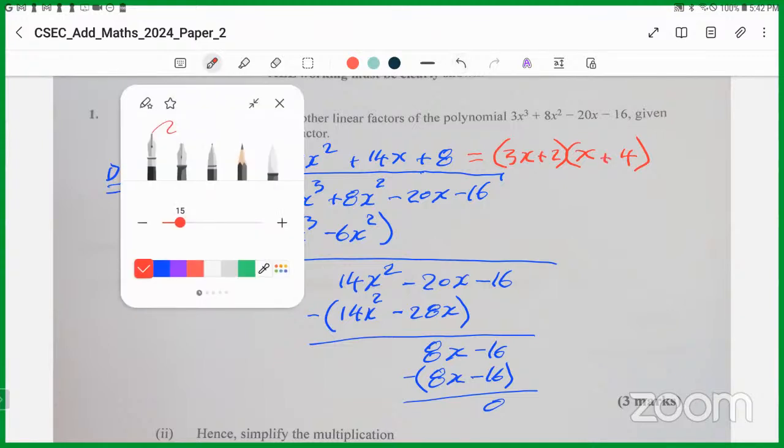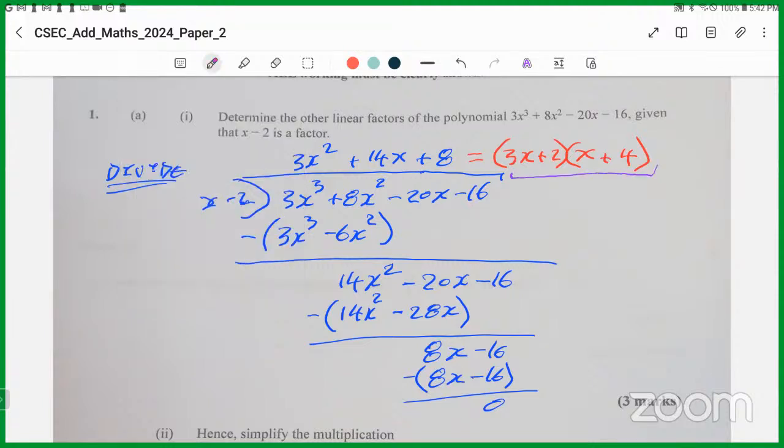These are my answers, the answers for the other two factors. So these in red are actually my answers. The other two factors. That's it. Those are the answers for that.